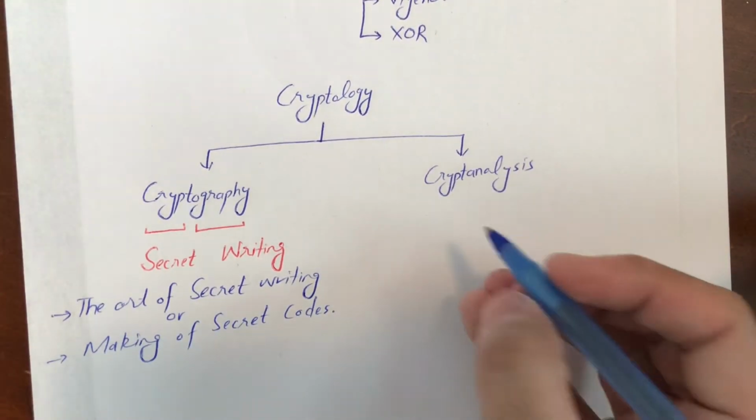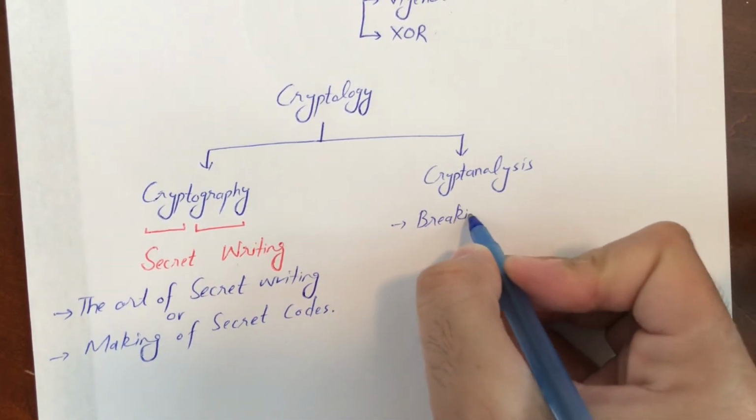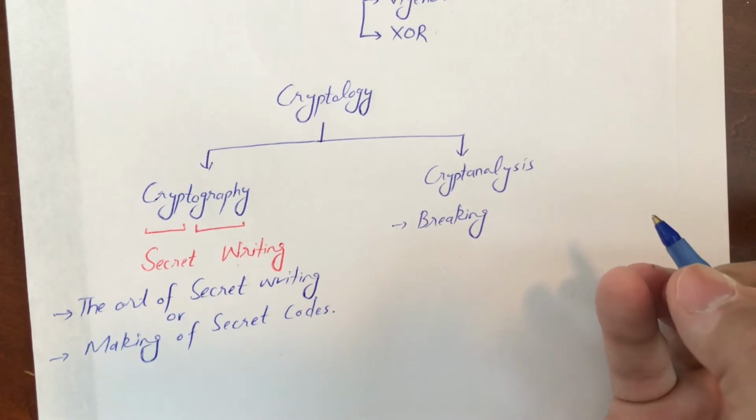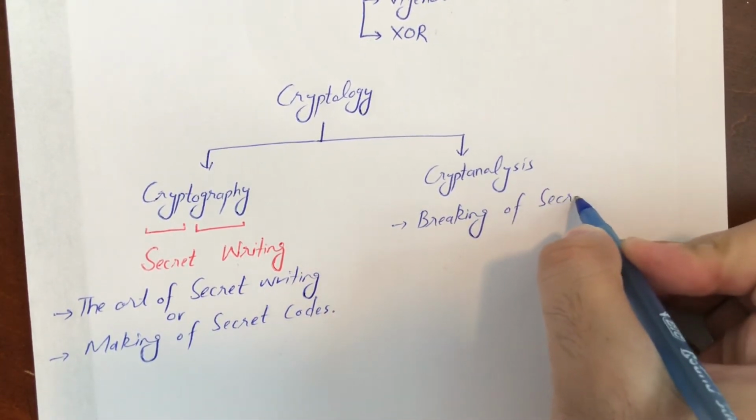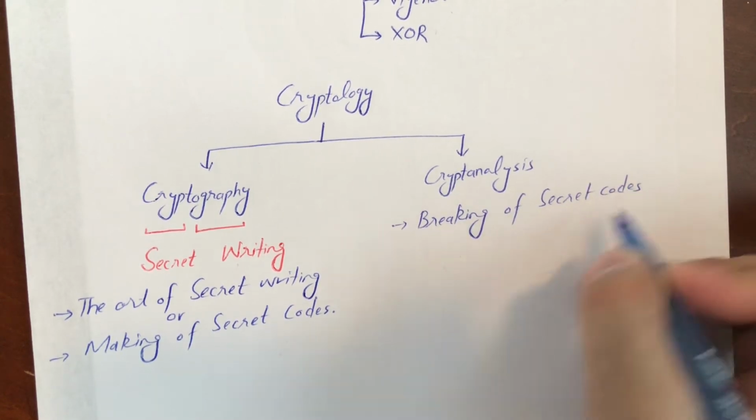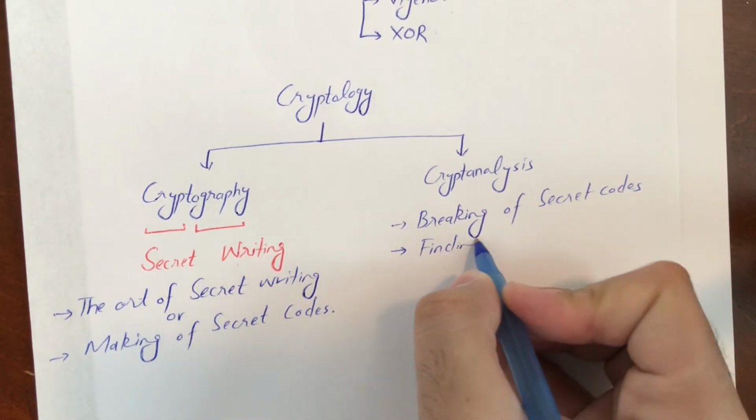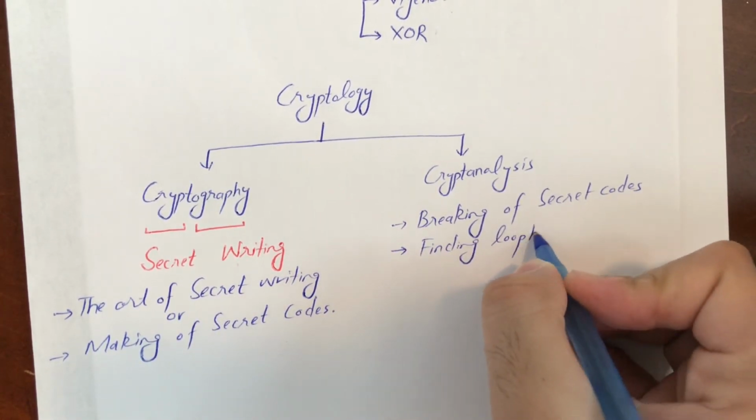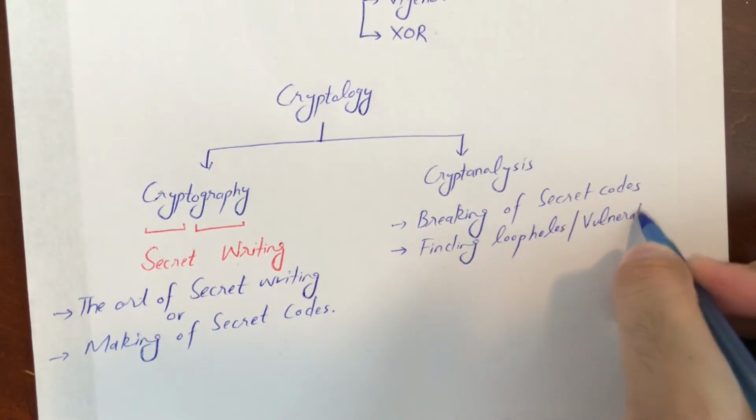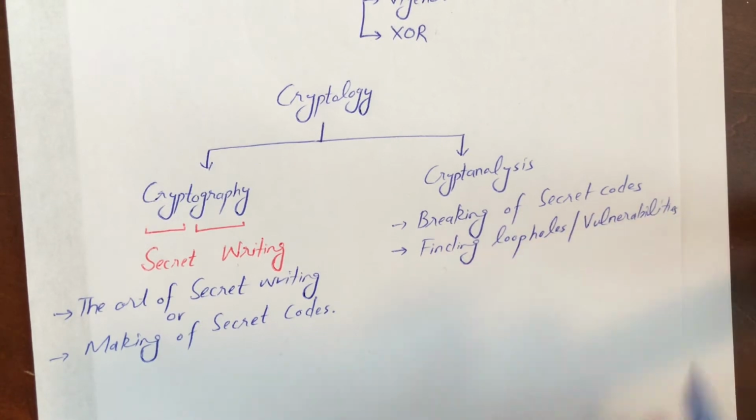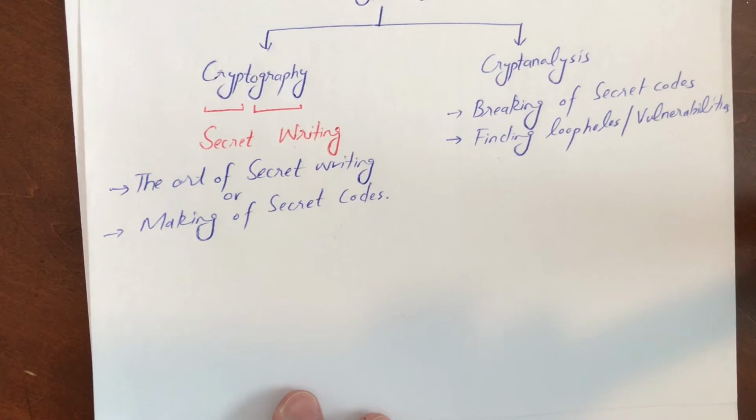While cryptanalysis is the counterpart of cryptography. So cryptanalysis is basically the breaking of secret codes, hacking, or you can say vulnerability exploitation and all. So breaking of secret codes is called cryptanalysis, or you can also say it's basically finding loopholes, or finding vulnerabilities. Finding loopholes or vulnerabilities is also known as cryptanalysis.